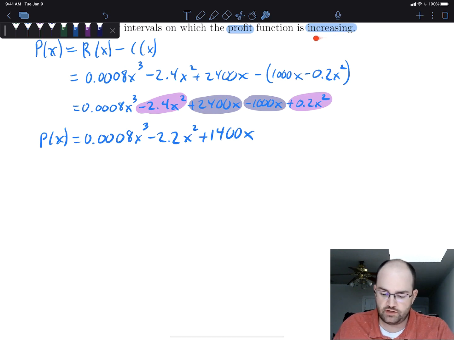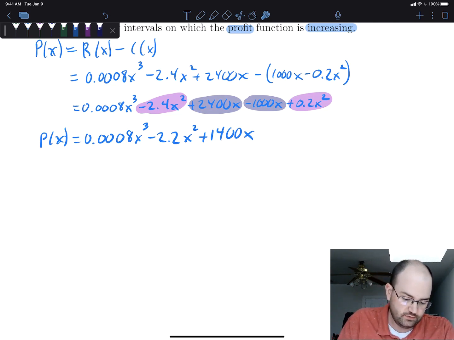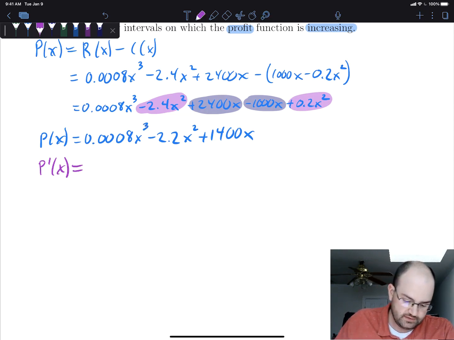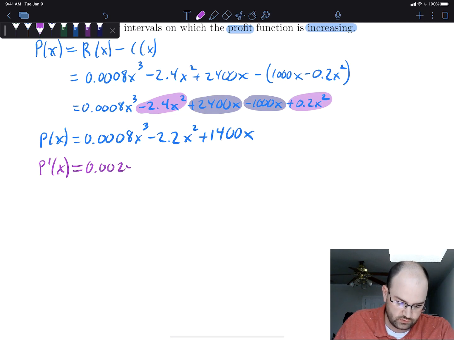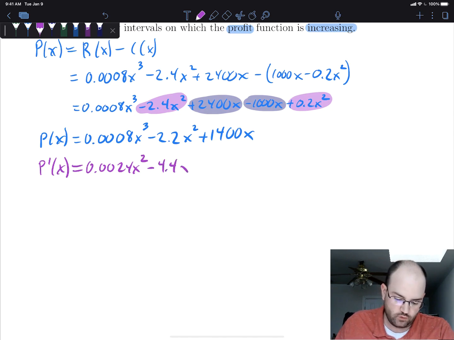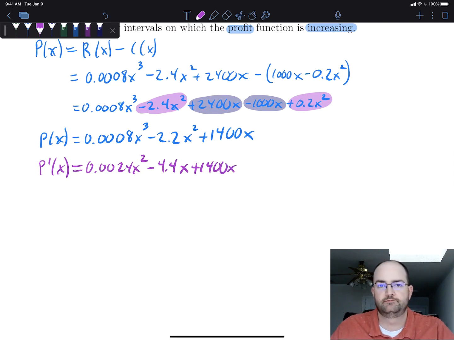But notice that we want to know when this profit function is increasing, which means we need to find the derivative, because the derivative can tell us where the profit function is increasing. So to do that, we need to find p prime of x. Well, this is actually pretty easy. It's a polynomial. Bring the 3 down in front. So 0.0024x squared minus, bring the 2 down in front, 2 times 2.2 is 4.4x, and then plus 1,400.